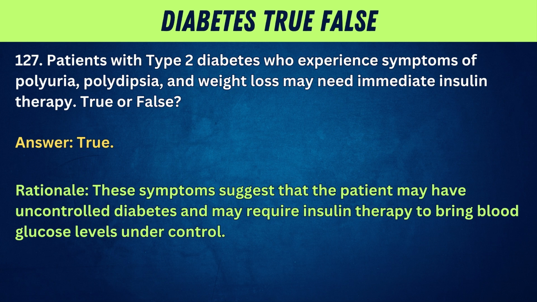127. Patients with type 2 diabetes who experience symptoms of polyuria, polydipsia, and weight loss may need immediate insulin therapy. True or false? Answer: true.